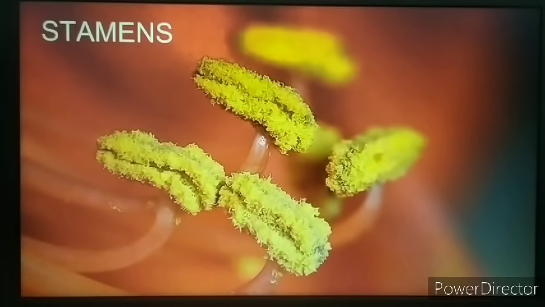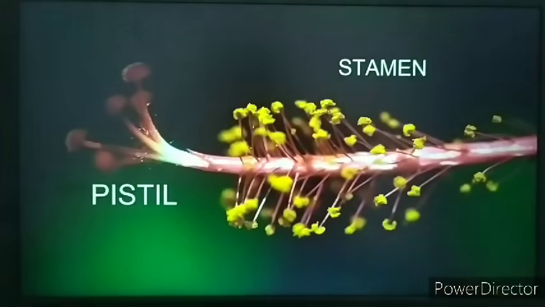Okay, do you see these yellow feathery parts of the flower? Just look clearly in this module. This is the male reproductive organ, which is called the stamen. What is this? This is the male reproductive organ called the stamen, and this is the place where the pollen is made.